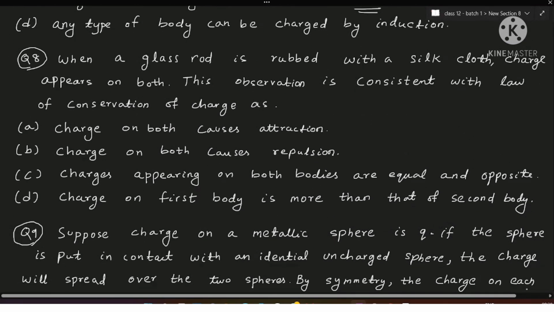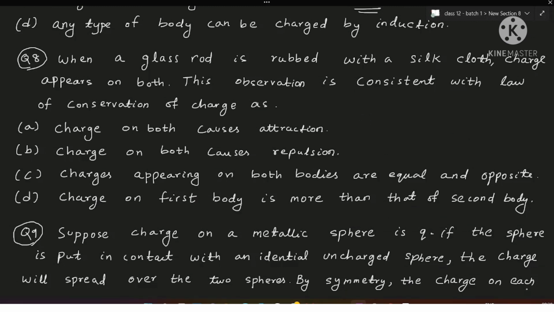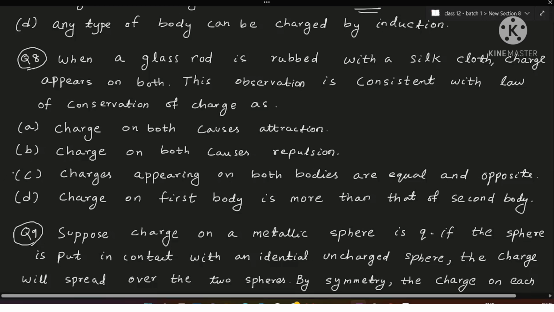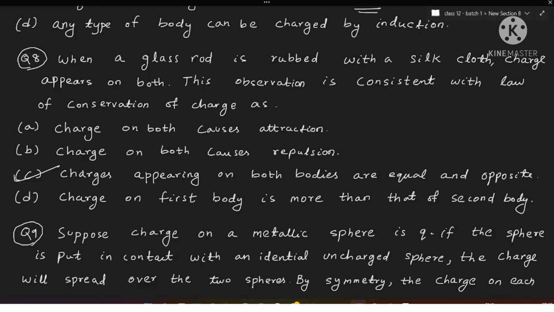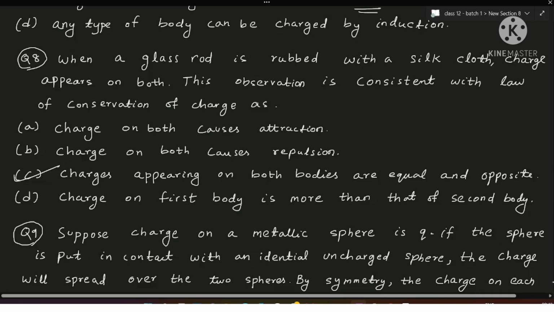When a glass rod is rubbed with silk cloth, the charge appears on both. This observation is consistent with the law of conservation of charge, as charge on both causes attraction, charge on both causes repulsion, or charges appearing on both bodies are equal and opposite. Yes, this option will be correct. Charges appearing on both the bodies are equal and opposite. That means the total charge remains conserved. Next question.